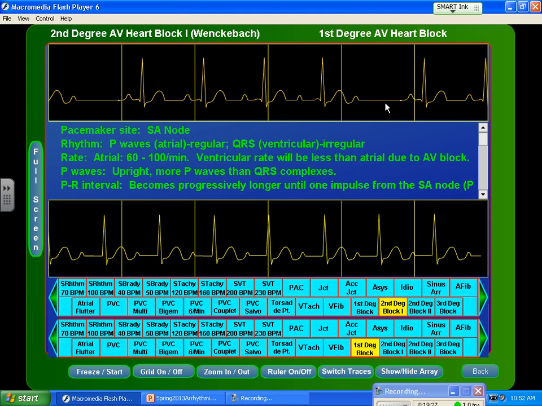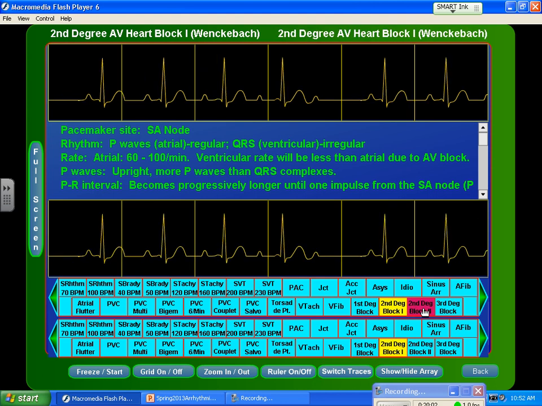Many patients are asymptomatic with this as well. May have some signs of decreased cardiac output. Rarely will they need a pacemaker. Occasionally, they may need atropine if they become bradycardic and they're symptomatic. Because what does atropine do? Increases your heart rate. So that is type 1, second degree, type 1, Mobitz 1, Wenckebach. So I'm going to put Wenckebach on the bottom.